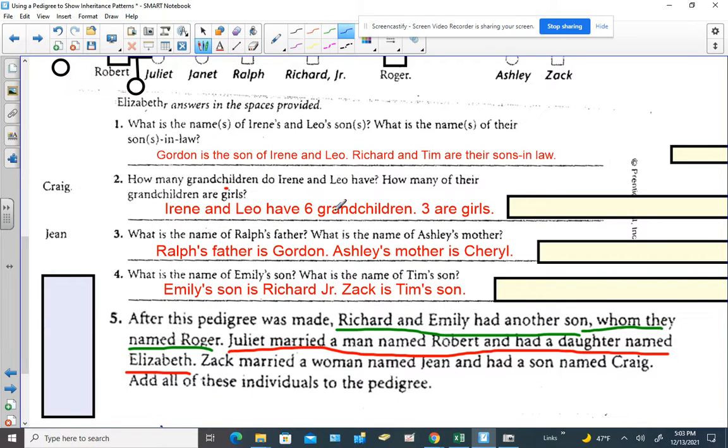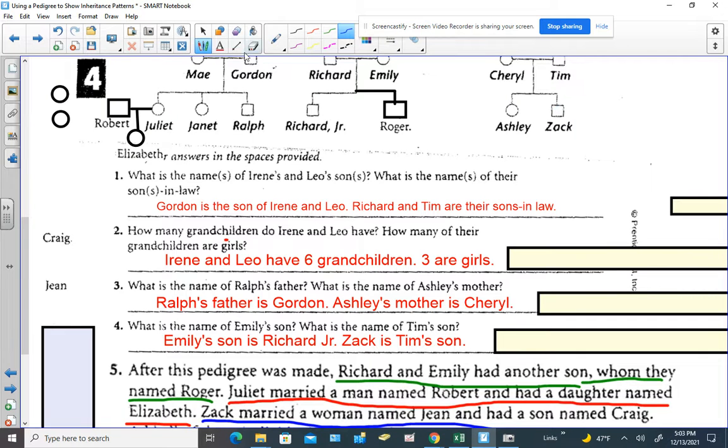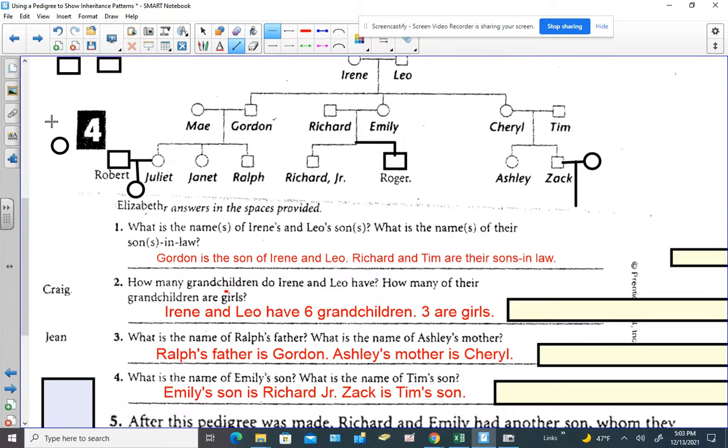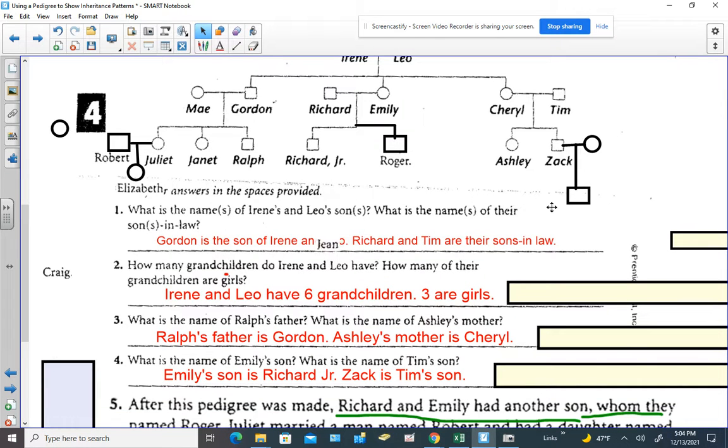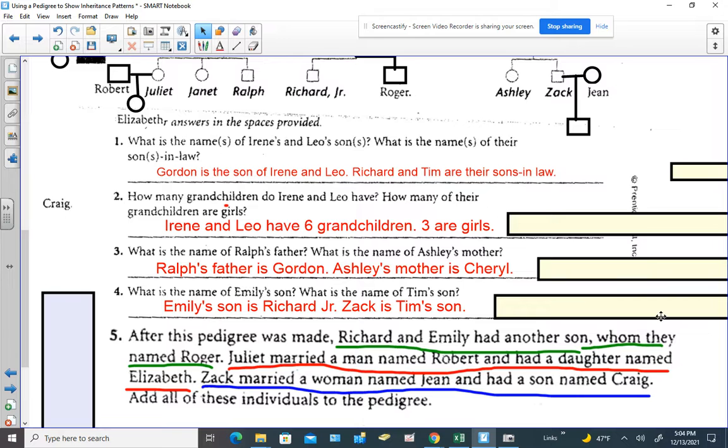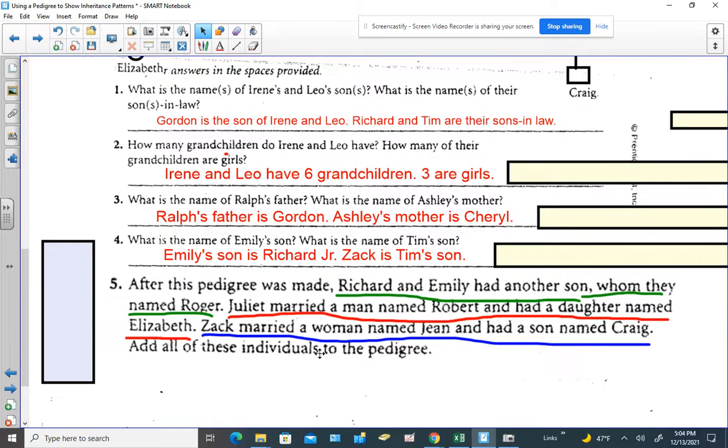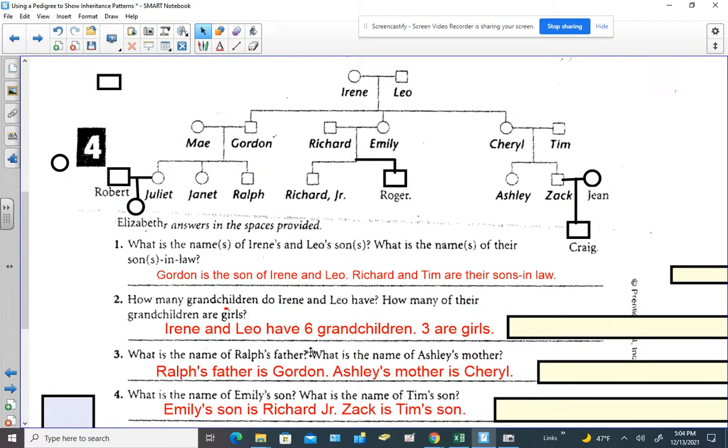Now let's look at this next sentence. Zach married a woman named Jean and had a son named Craig. So here's Zach over here. So he married, let's put a circle next to Zach. We'll put a line in between the two, and they had a child, and the child that they had is a son. So that means we're going to drag another square over. So I'm going to grab a square. You're just going to draw it. And actually the wife's name is Jean. Let's fill in her name. Her name is Jean, and their son's name is Craig. All right, so now we've done everything, right? We've added all those individuals to the pedigree and it's complete. So just double check to make sure you have everything. And then when you're done with this, you're going to use these same individuals for the Punnett squares that you will be creating for this family.